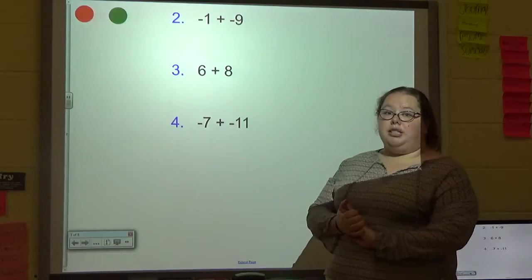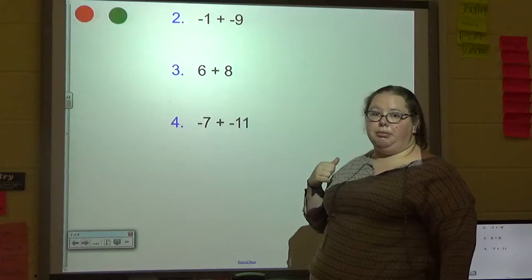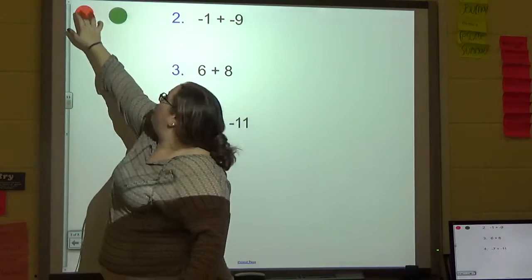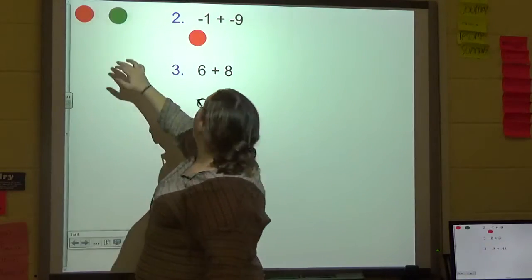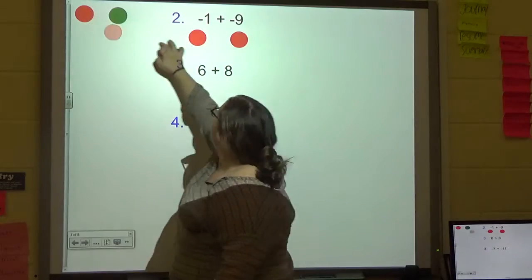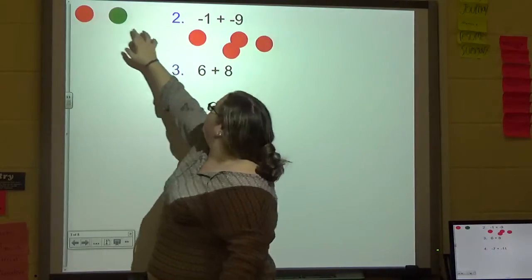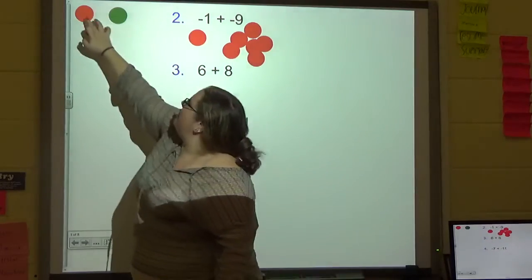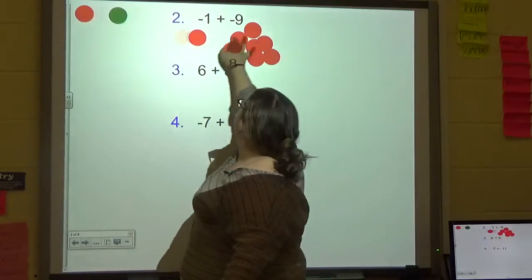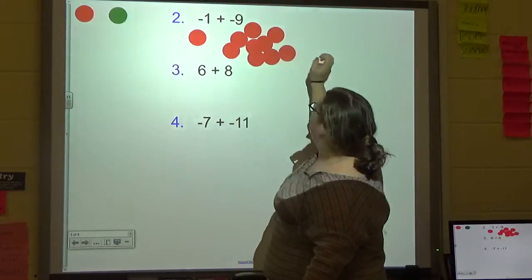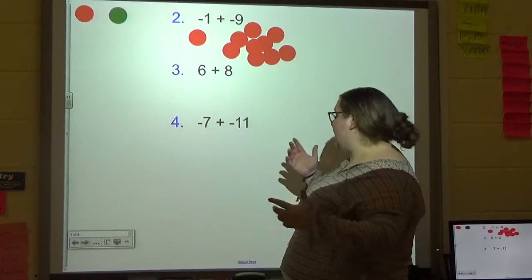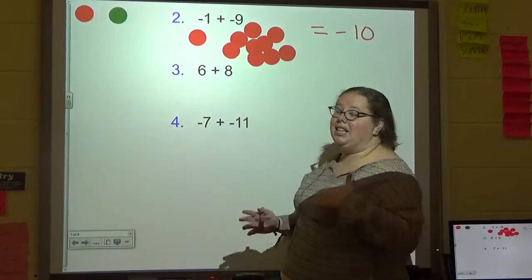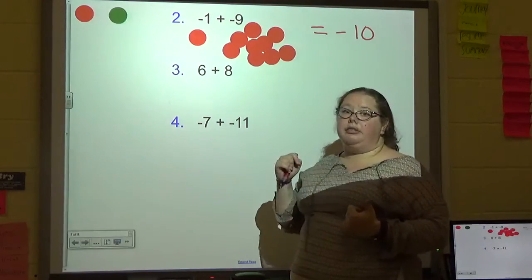So I'd like you to pause your video and do these 3 problems. Alright, so -1 and -9: we have 1 red negative, and then 9 of these. 1, 2, 3, 4, 5, 6, 7, 8, 9. How many red dots do I now have? 10 of them. So my answer is -10. They're still red, so it's still negative.